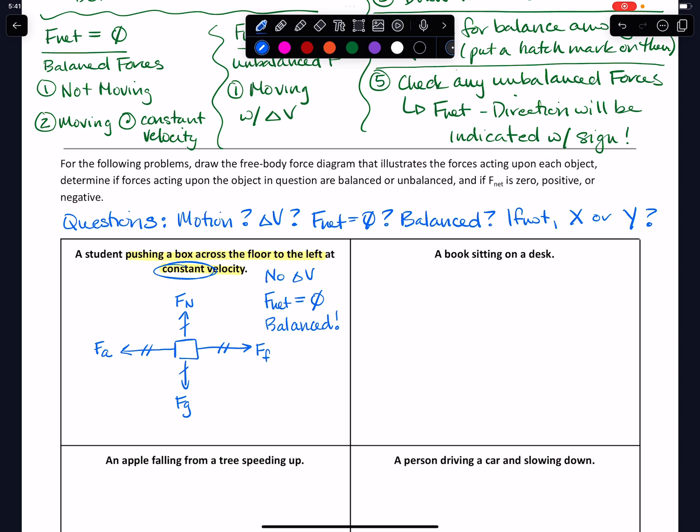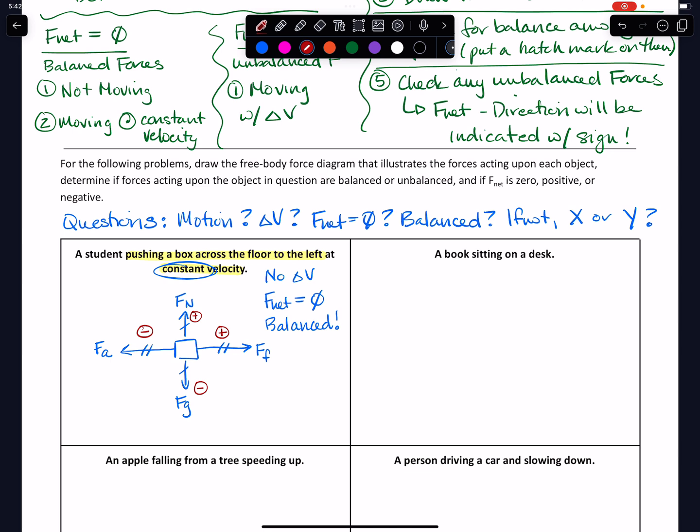Then I'm going to talk a little bit about the signs of these different forces. Anything to the left is going to be negative, and anything to the right will be positive. Anything up will be positive, and anything down will be negative. In this case, because F net equals 0, it doesn't really matter, but when we move forward, we might find some unbalanced forces, and we're going to need to know what the signs are.